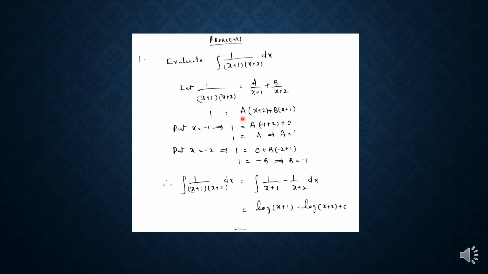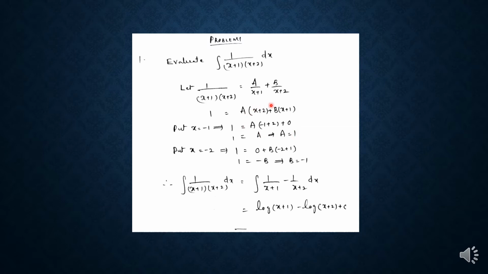Now, to get the values of A and B, put x is equal to minus 1 one time and the other time put x is equal to minus 2. Put x is equal to minus 1 in the above equation, then 1 is equal to A into (minus 1 plus 2) plus B into (minus 1 plus 1), that becomes 0. So A is equal to 1. Thus we got the value of A.